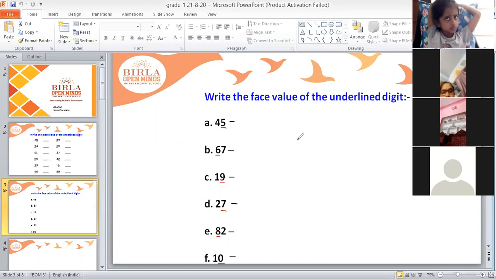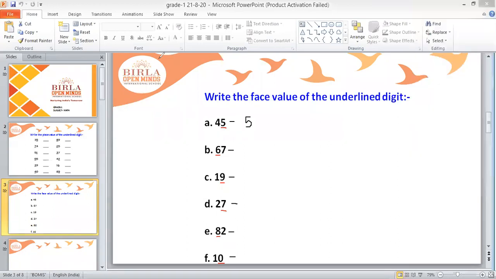Now if you will see here in number 45, 5 is the underlined digit, so face value of 5 will be 5. Face value of 5 will be 5. Fine. So face value of any number is the number itself.